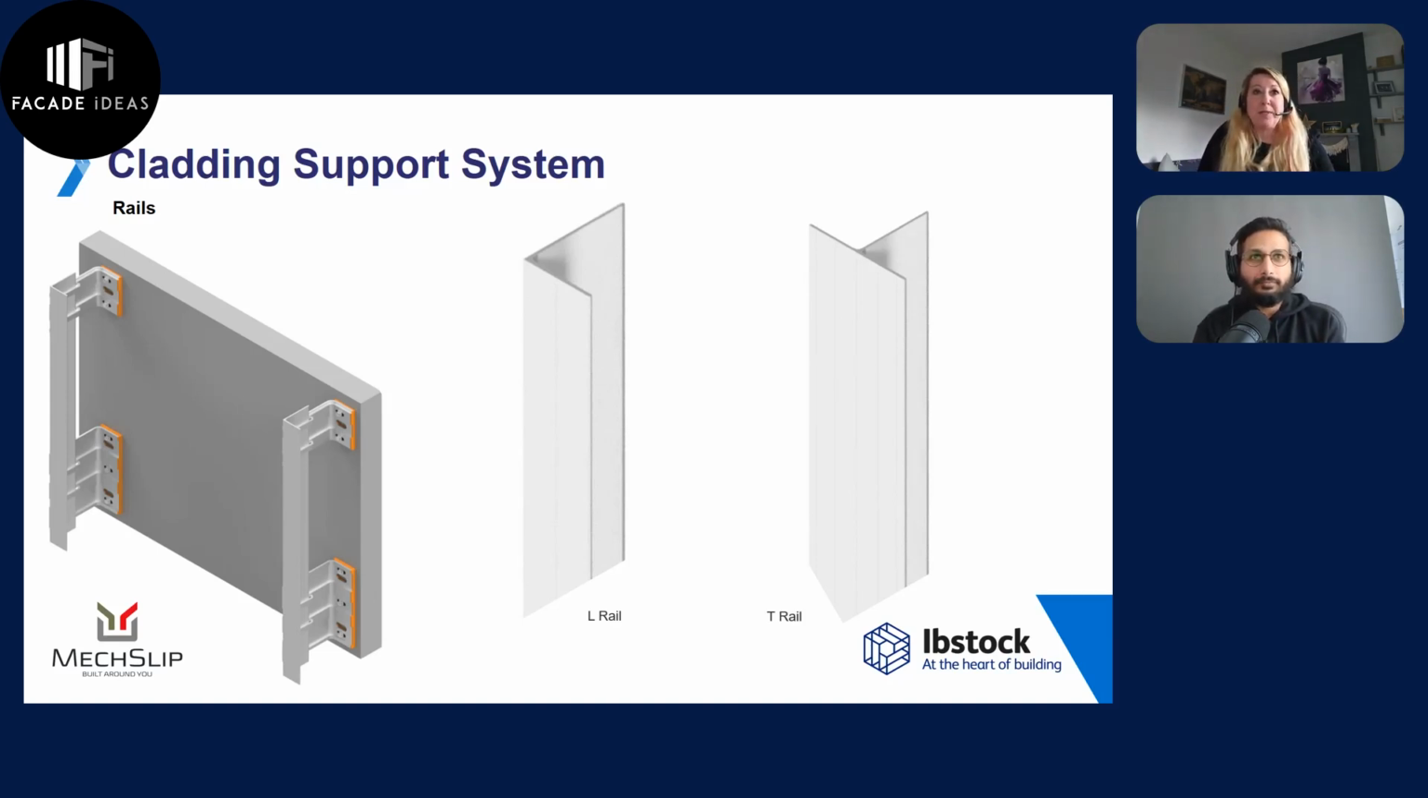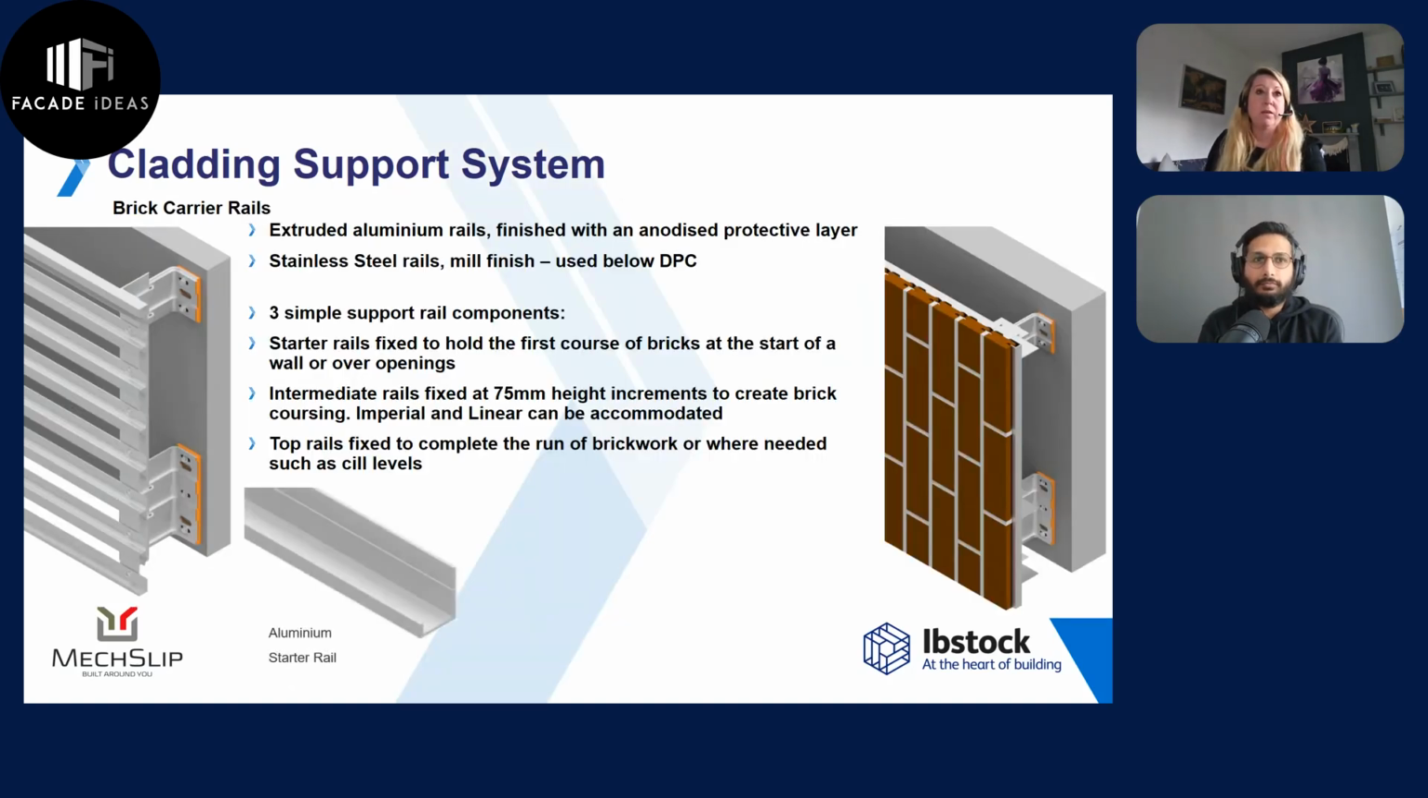So attached to those brackets, we would have typically either an L rail or a T rail. With the Brick Slip system, we tend to lean towards the L rail, just because it's sufficient enough to hold the brick rail carriers in position. The brick rail carriers that we have are made of aluminium, as are all the components, and they have an anodized protective layer. And we would start off with a starter rail.